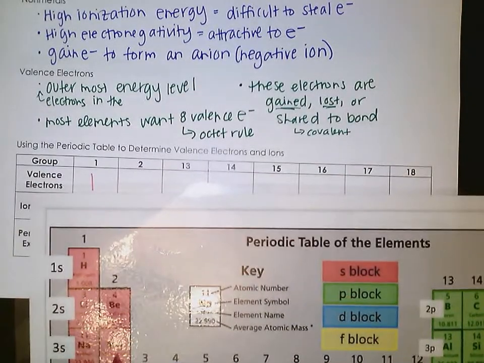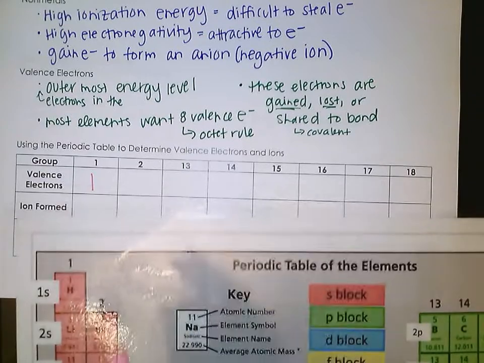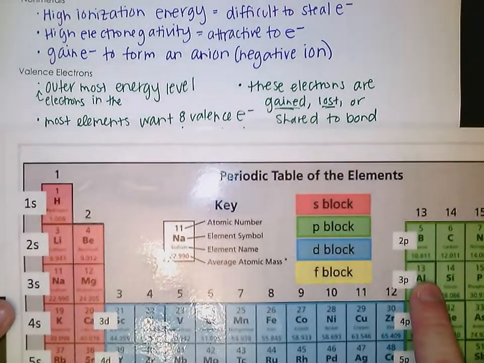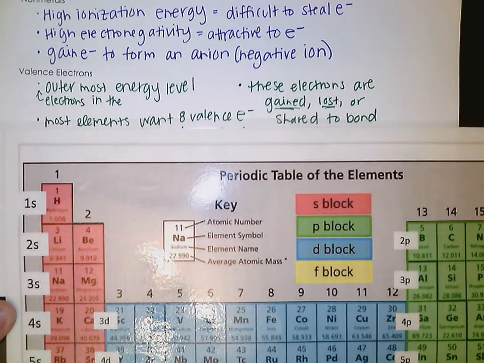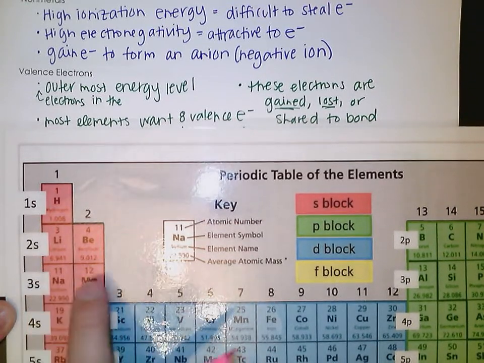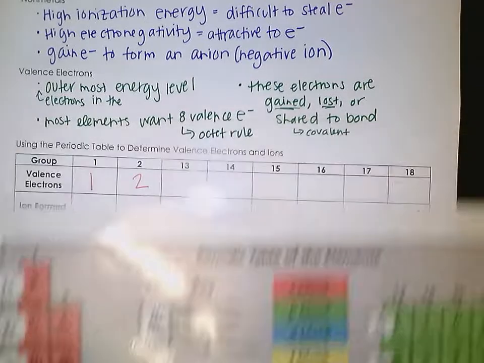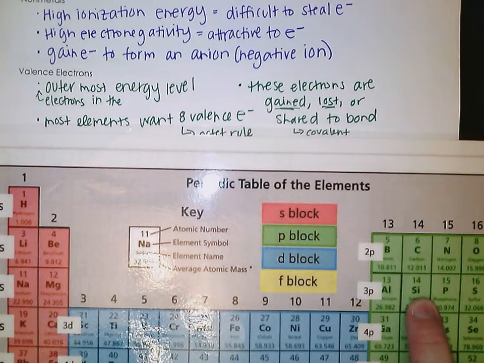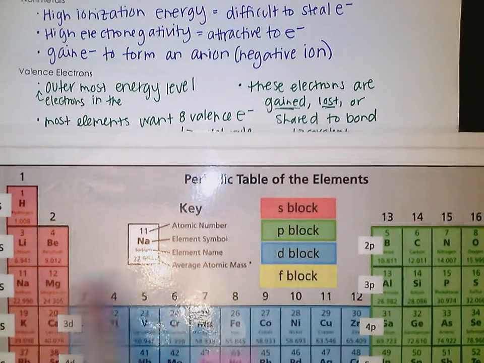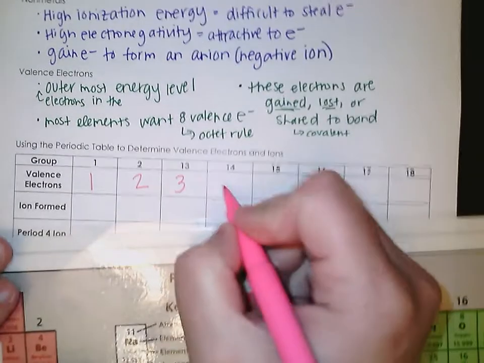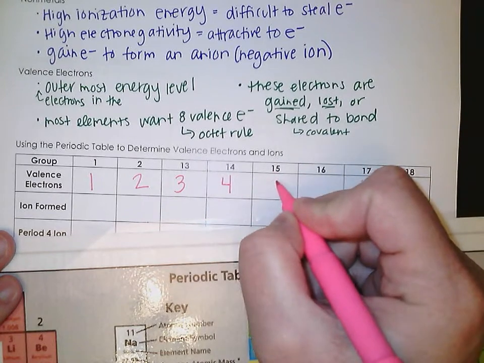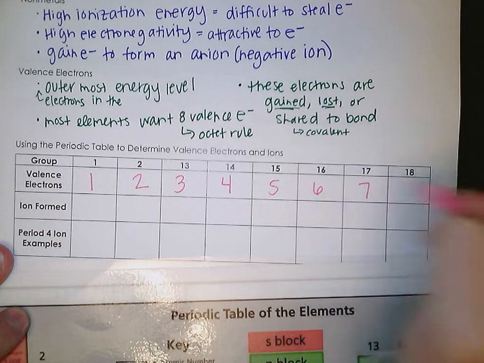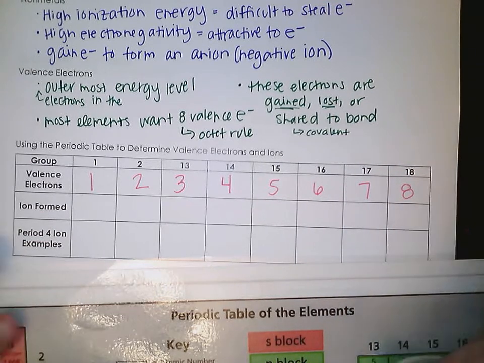But if I go to magnesium, I now have 1, 2. But say I wanted to do aluminum over here. I want my outermost, so I'm going to be looking at my 3s. So 1, 2, 3. Taking it to 14 right here, 1, 2, 3, 4. And that pattern continues. So 15 has 5, 16 has 6, 17 has 7, and 18 has 8.